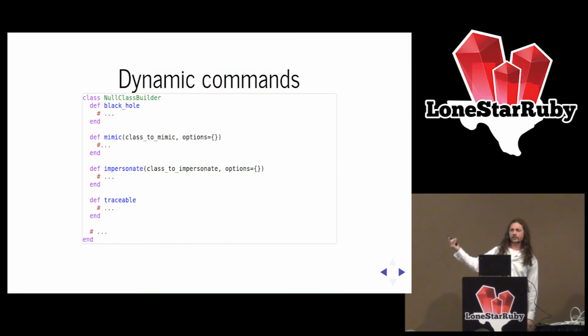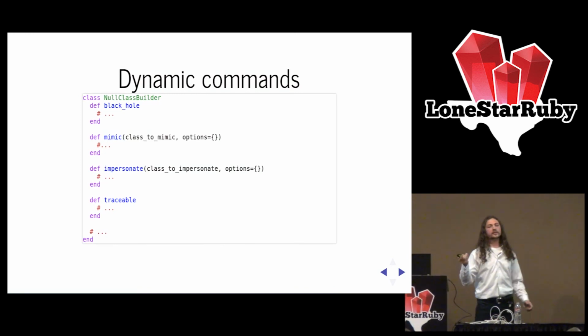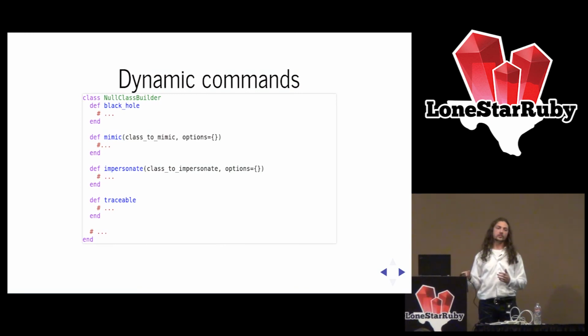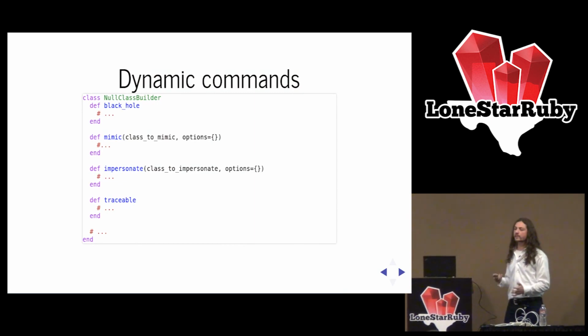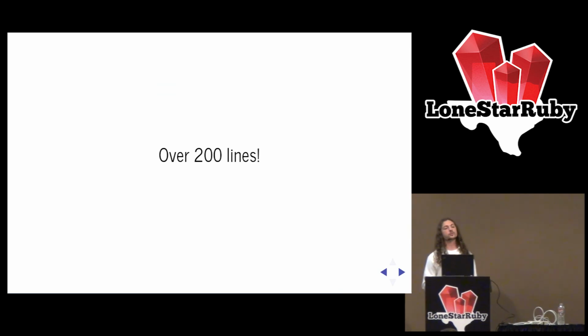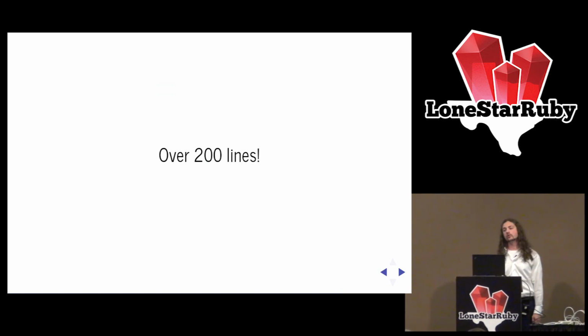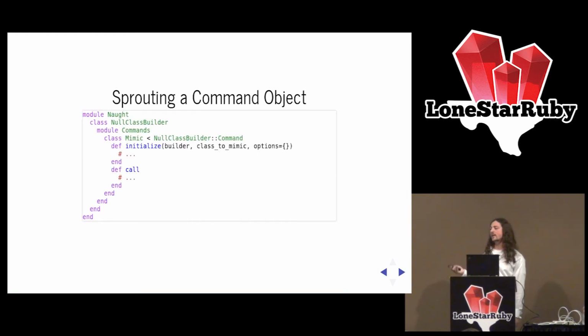So I have all these operations that can be performed on a null class as it is being constructed. And I kept them all in a class called null class builder, and there was a method for each one of these operations. And it started to get big as I added more features to it. As a matter of fact, it started to get over 200 lines long. And so it felt like it was time to start doing a little refactoring. And I thought it might make sense to do one of the classic refactorings, sprout off a command object.